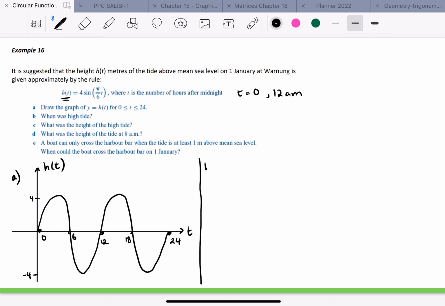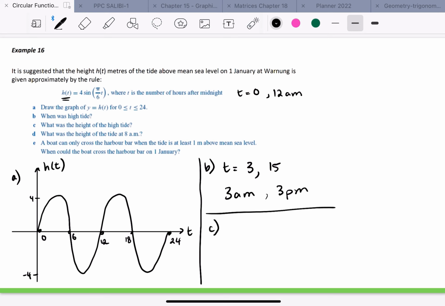Part B, when was the high tide? So when is asking us at what time, and the high tide we can see occurs at this particular point, so the highest point that it's going to be. So we can have a look either by finding the maximum, as we just did, of these 2 points, or you can take the average between 0 and 6, which in this case will be 3, and then the average between 12 and 18, which would be 15. Of course, we want to try and represent this with appropriate times, so that would be 3 a.m. and 3 p.m.